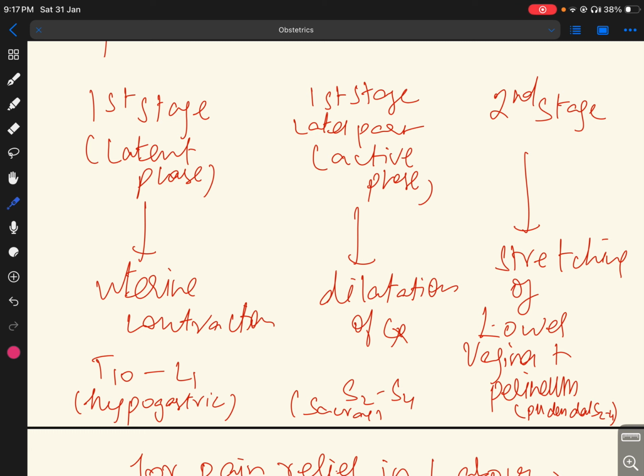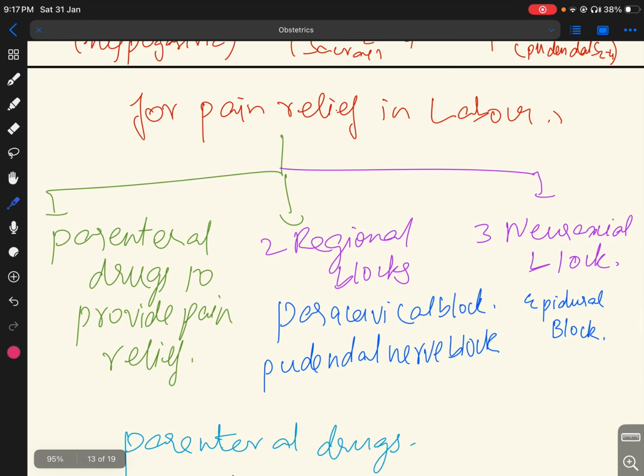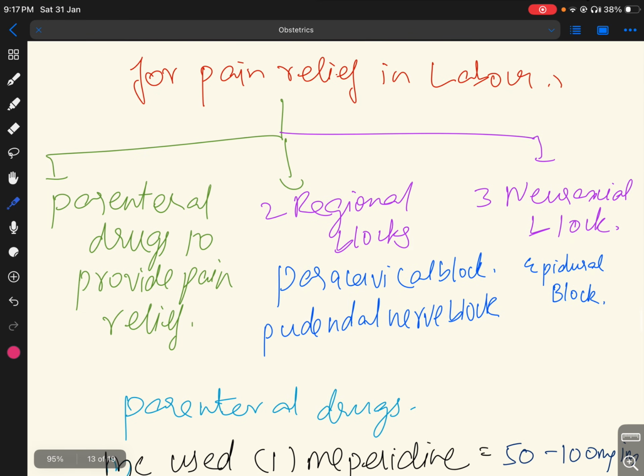In the second stage, the pain is due to stretching of the lower vagina and perineum. It is carried by the pudendal nerve. The nerve root value is S2 to S4. For pain relief in labor, we follow parenteral drugs to provide pain relief, regional blocks that are paracervical block and pudendal nerve block, and neuraxial block that is epidural block.